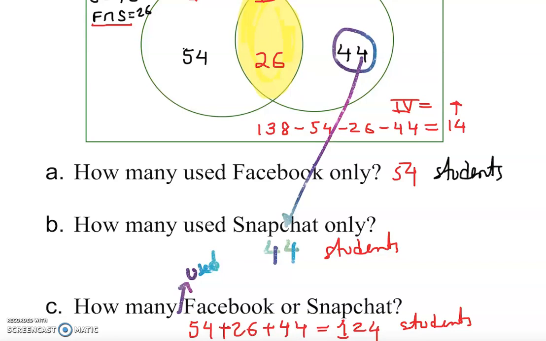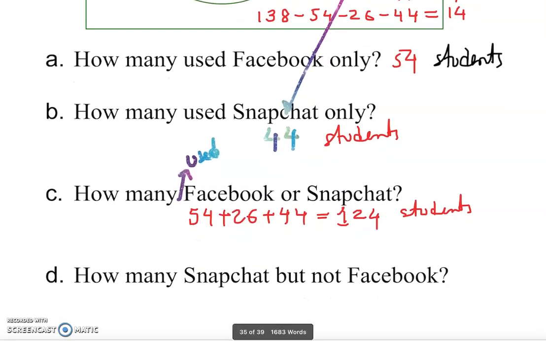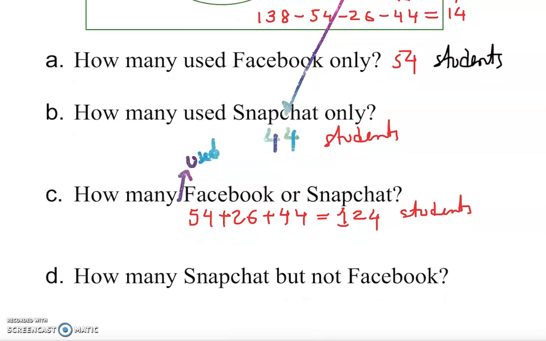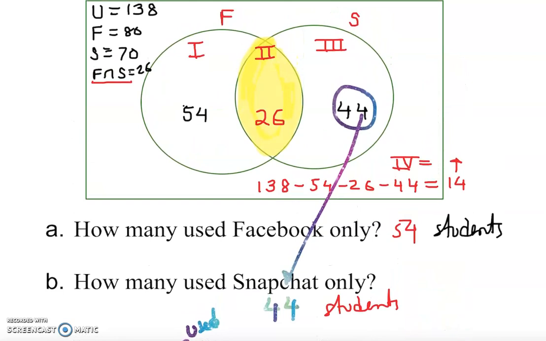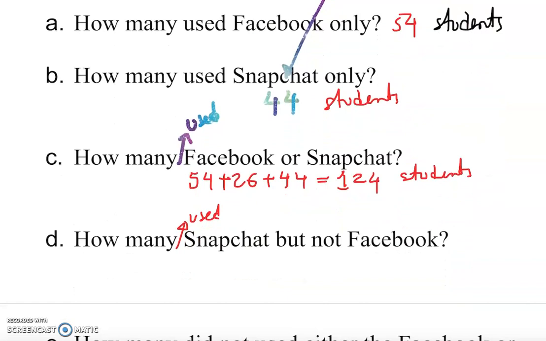Okay, is there any other question left? Let's take a look here. Oh yeah, one more. How many used Snapchat but not Facebook? So we have to look into this. The 26 are using Facebook. So only this region, 44, is using Snapchat. So we come with the answer here, which is 44.